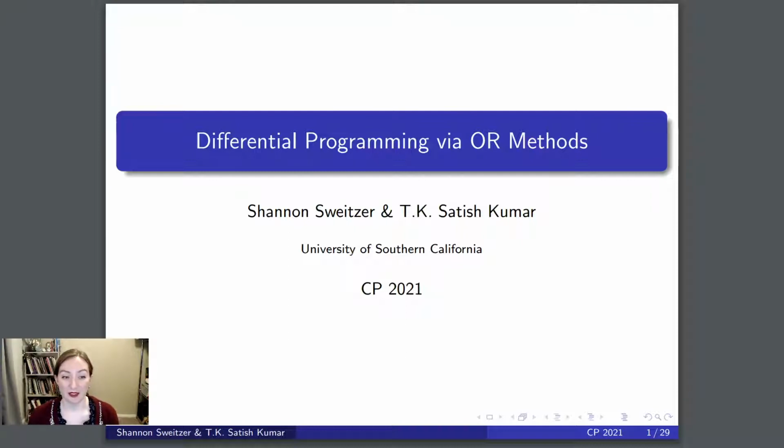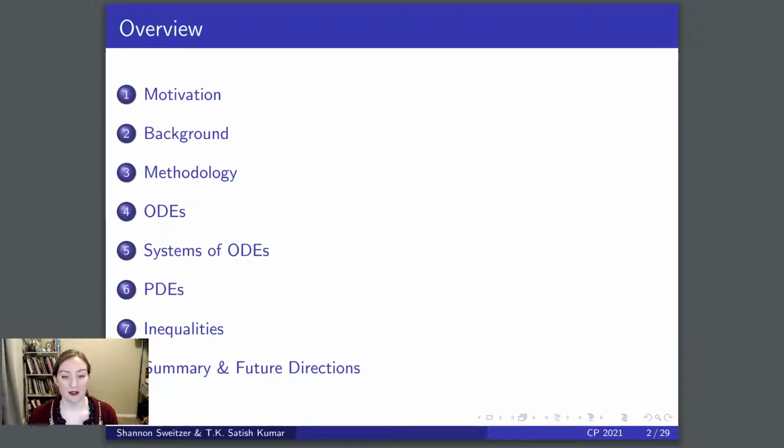Today I will be presenting our project on differential programming via OR methods. The presentation is going to have the following structure. First, I will present some motivation for this topic and some necessary background content. Then I will describe our methodology, along with an accompanying case study that illustrates how the method works.